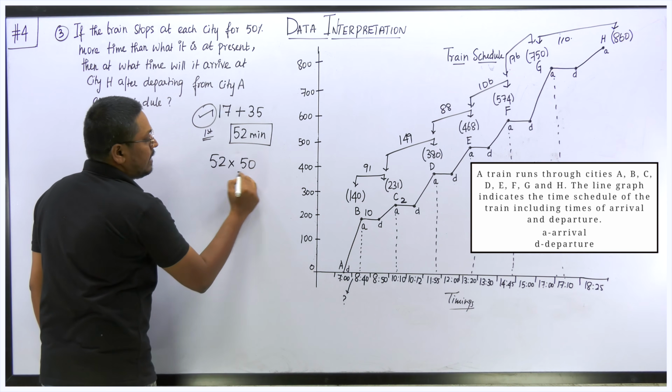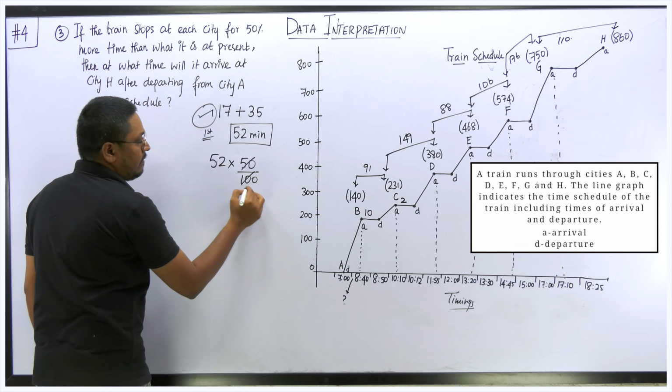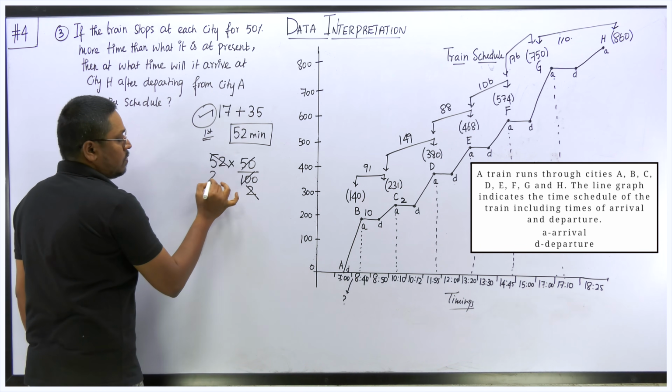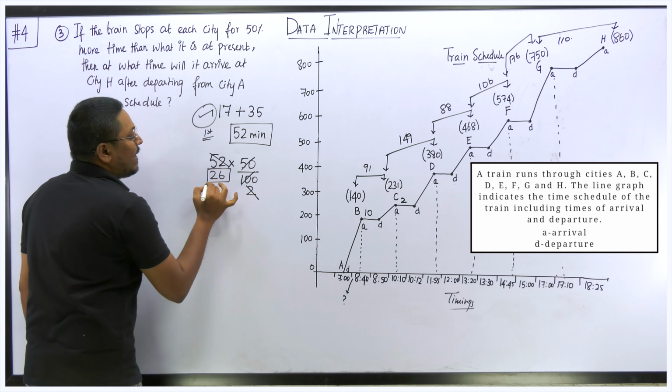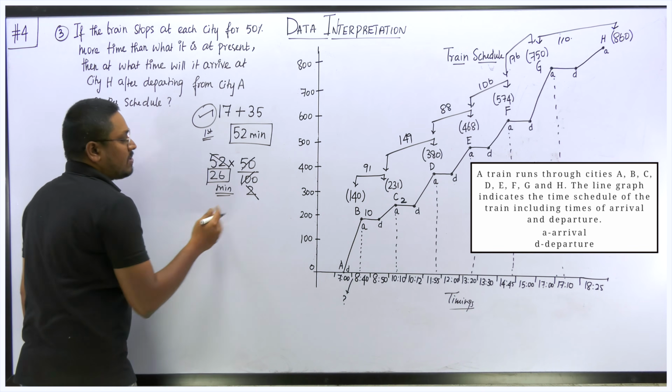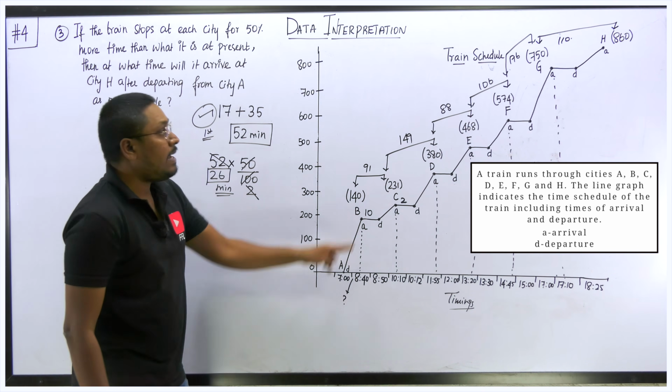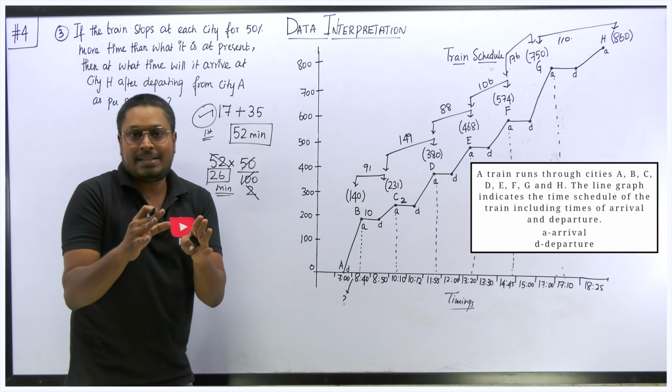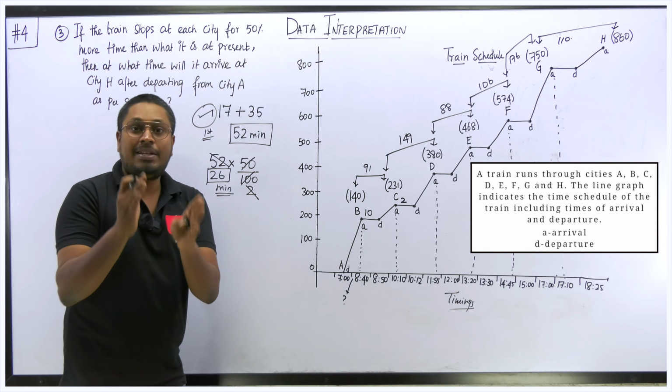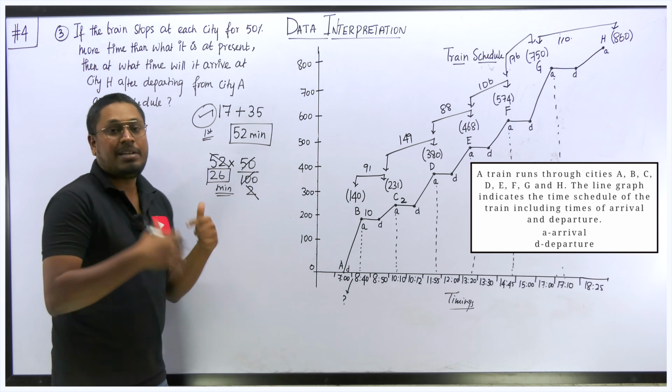What is 50%, right? 50% of 52 will be 26. So 26 minutes extra, right? The stoppage time from city A to H, if each station takes 50% more time, then the total stoppage time will be 26 minutes more.